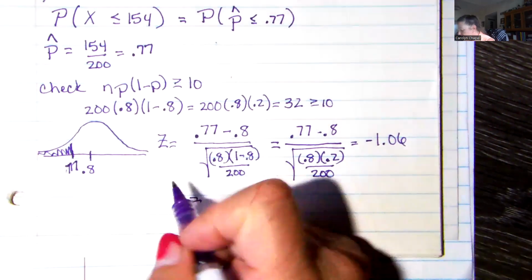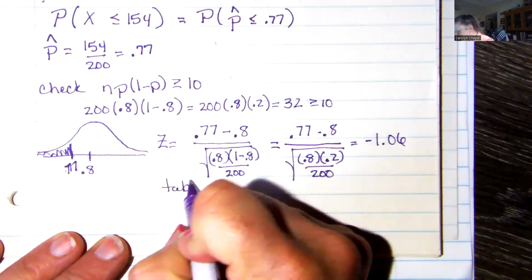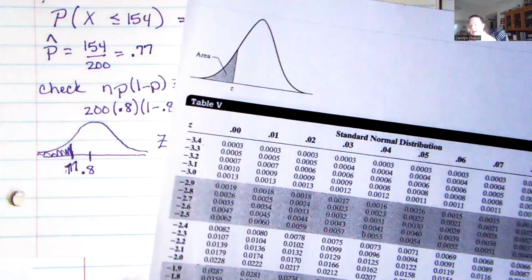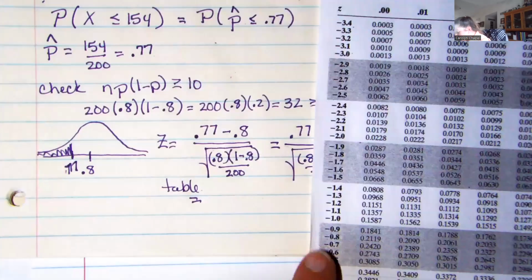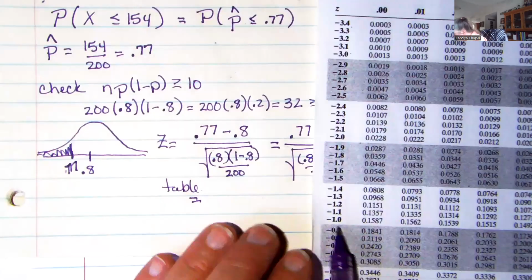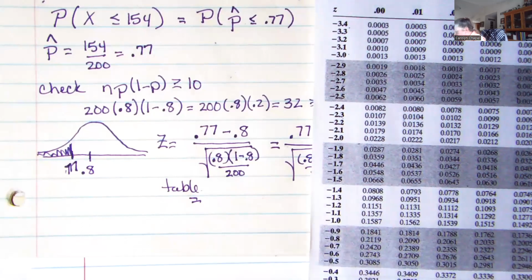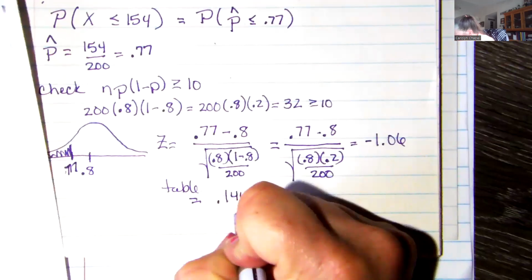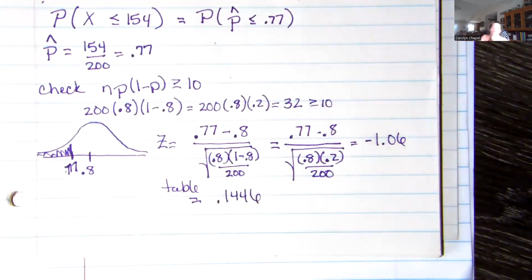And now I'm going to use my table. So we're going to go to the table and look up that negative 1.06. So I'm looking on the negative side. Negative 1.06 is 0.1446. And we get that result.